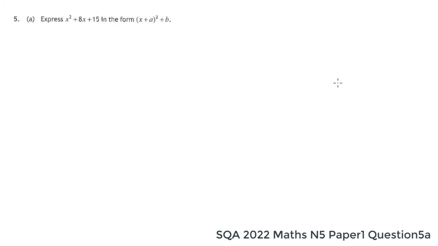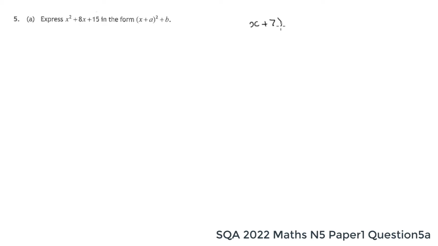So here we have question 5a. We're asked to express this quadratic expression in a particular form. And the form we're asked to express it in has a (x plus a) all squared term in it. Now, let's look at a typical example.